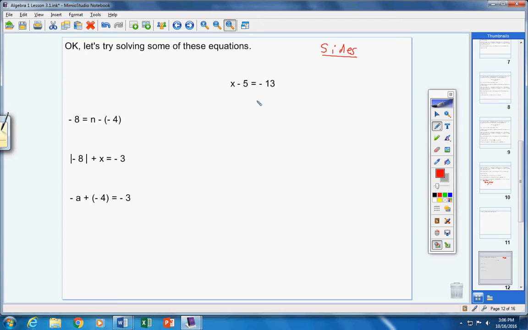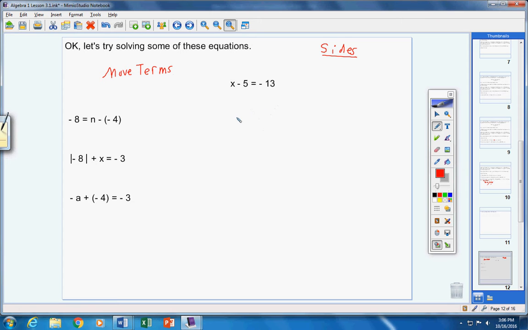Now look at step 2. Get the variable all by itself, or in other words, isolate the variable. Okay? Well, here's how we do that. Are you ready? Take great notes and pay attention. We move terms. Now don't panic. Listen to me. It's so easy.